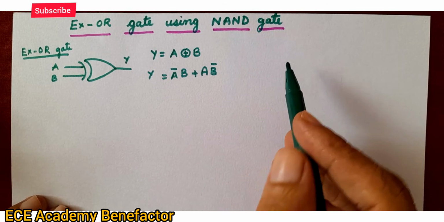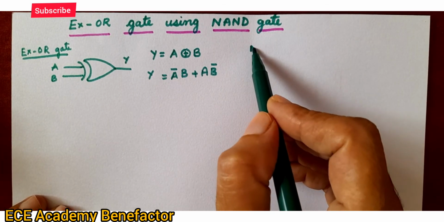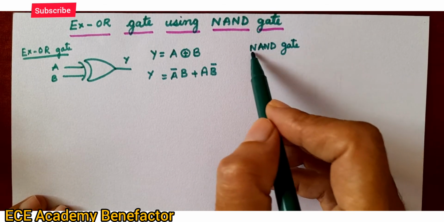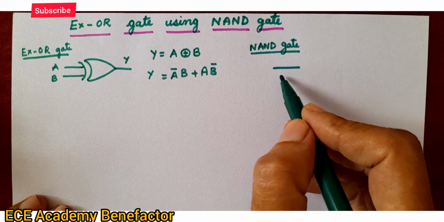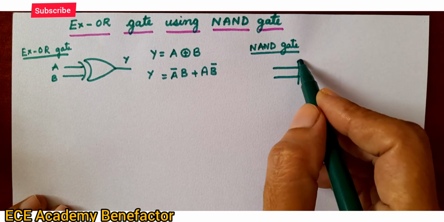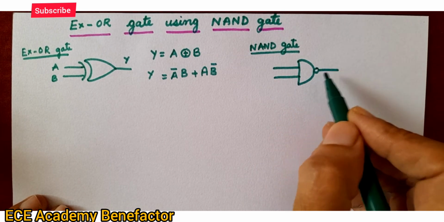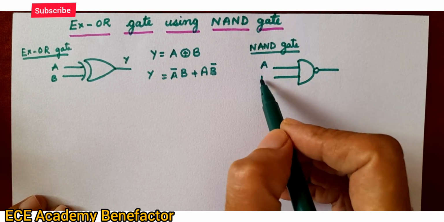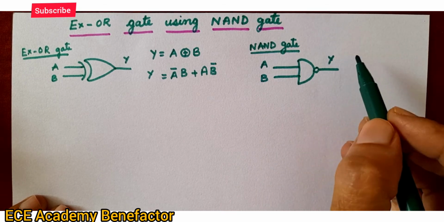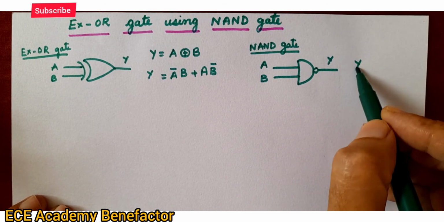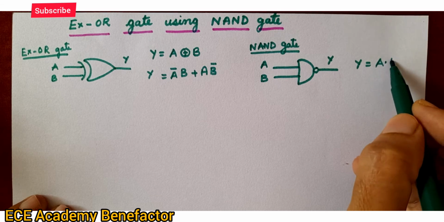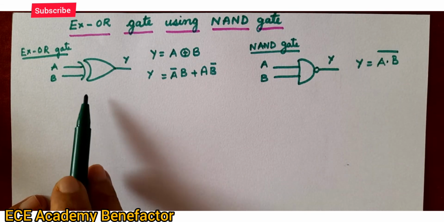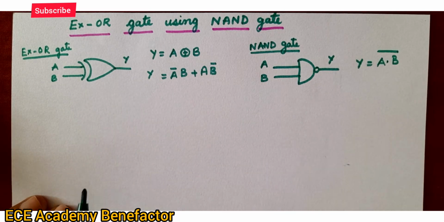Coming to the symbol of NAND gate. How does the NAND gate look? In this way, having two inputs and a bubble before this curved part. A, B are the input and Y is the output. The expression for NAND gate is A dot B the whole bar. Okay. So, we have to design an XOR gate using NAND gate.